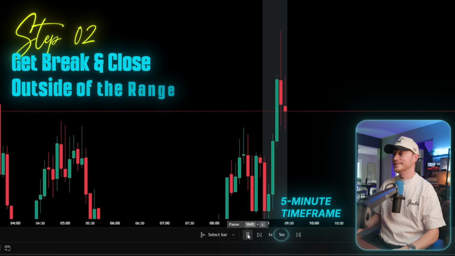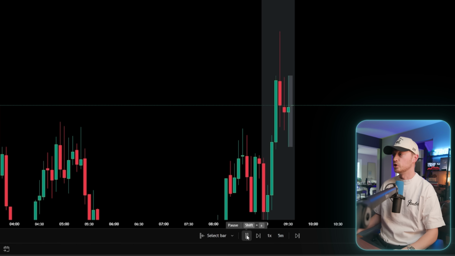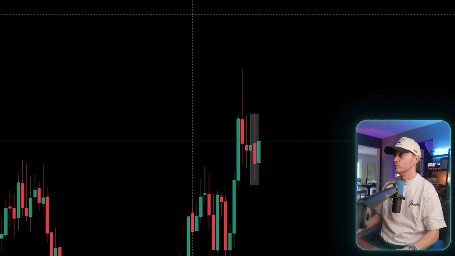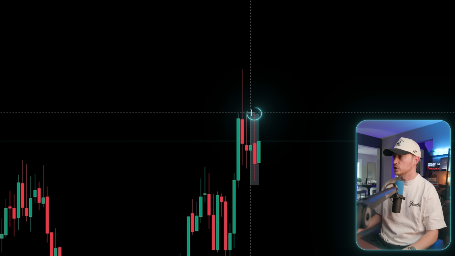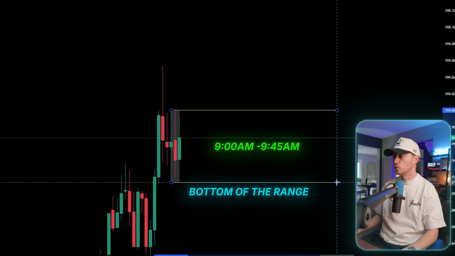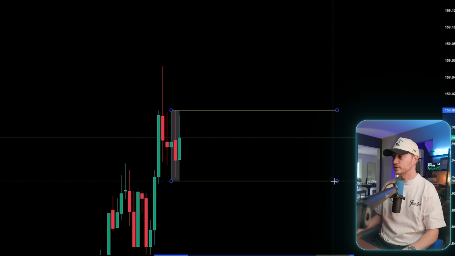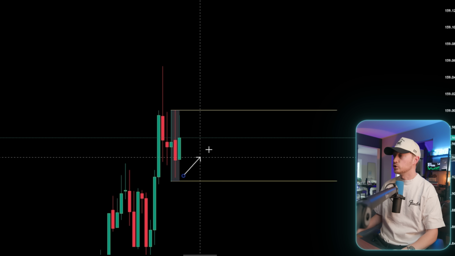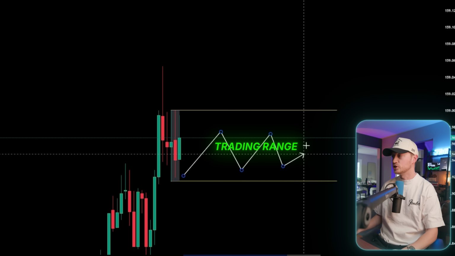Now we could get into step 2. You know I'm always trading 9:30 to 11 a.m. Eastern. I'm on the 5-minute time frame, and I need to set up my range. So you can see 1, 2, 3 candles on the 5-minute. I'll turn off the sessions, you know where we're trading, and then I'm marking out the top and the bottom of that range from 9:30 to 9:45. That's the first 15 minutes of the New York Stock Exchange open, and that is my trading range for this trading session.